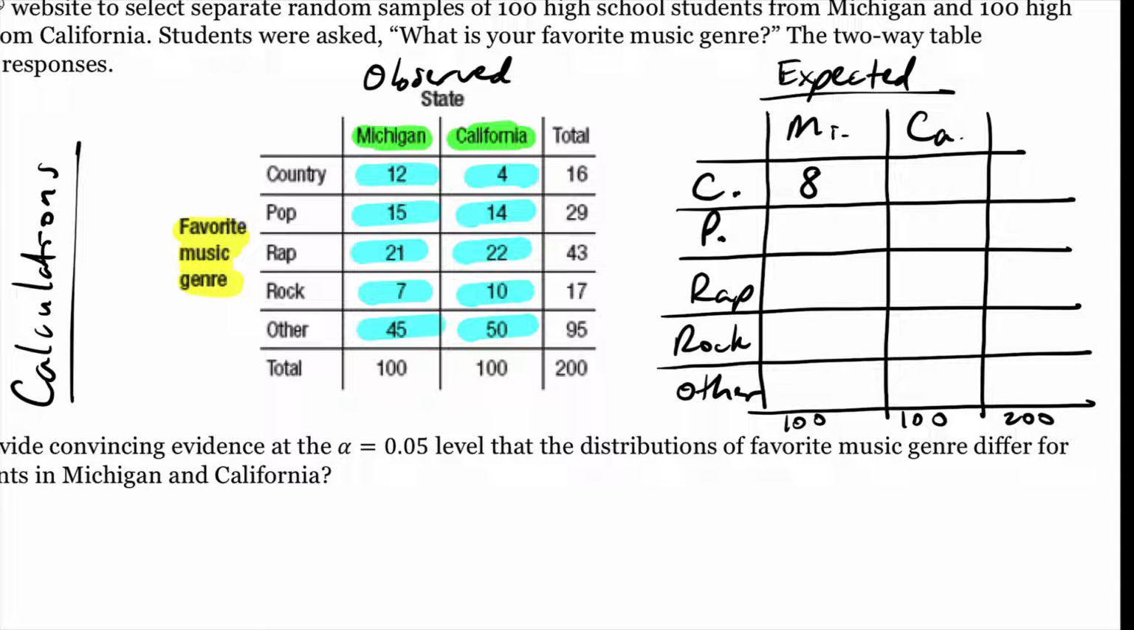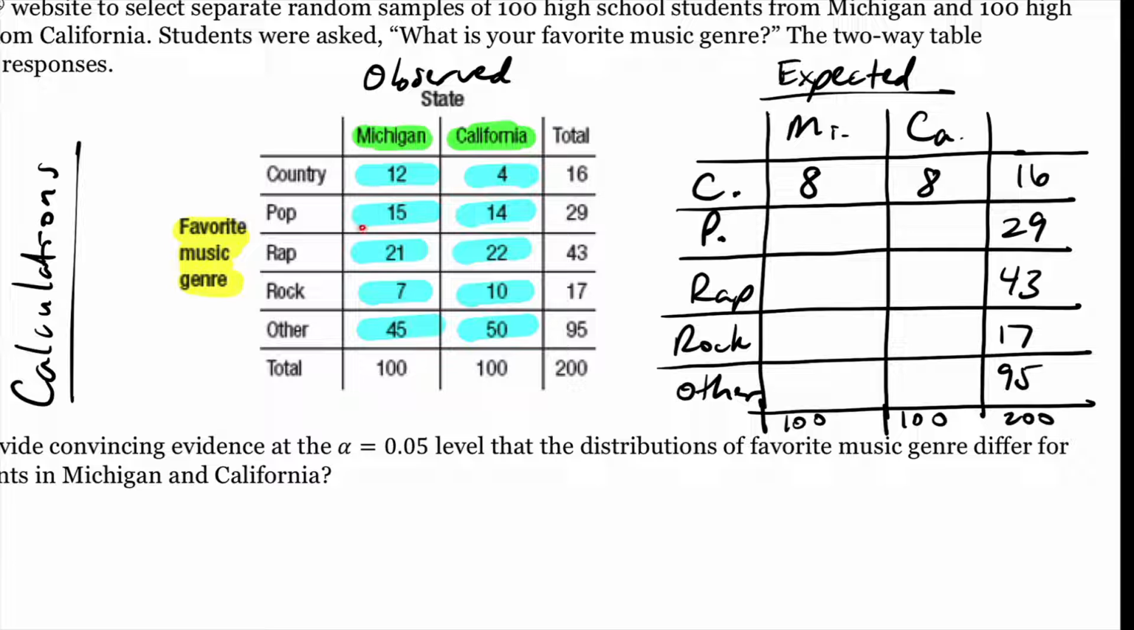Here's the thing about the totals. The totals will be the same. So that's a quick way to do the table. If you just do one side, you can add up and figure out the rest. So that means in California country will have to be 8 as well because they have to equal 16. The totals are always the same because it's the same number of students. It's just expected. Okay?